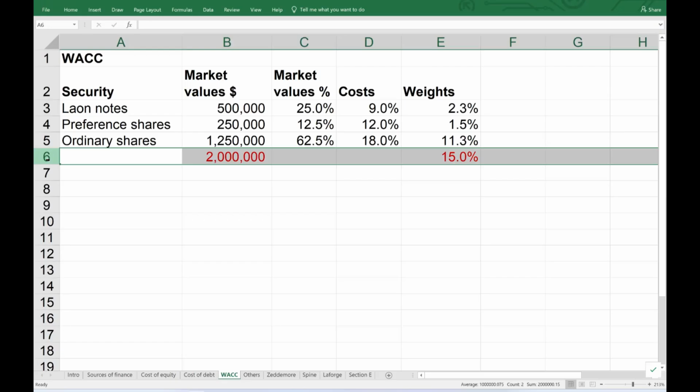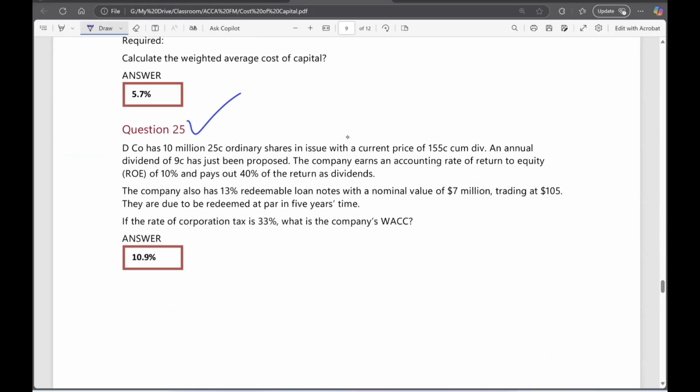Is it clear? If you understand, we finish this topic, our weighted average cost of capital. In the exam, the cost will not be given. You have to find the cost as well using CAPM, using DVM method. You have to find cost of equity, you have to find cost of debt, and then only you can find the WACC.